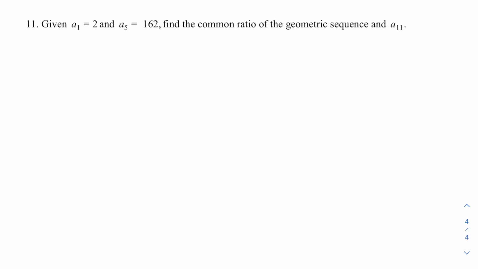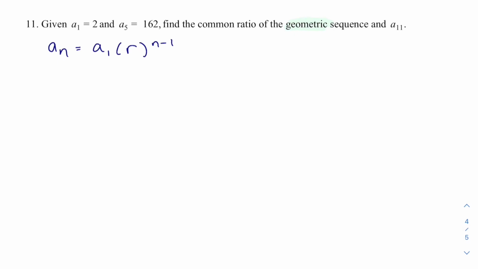This problem says, given A1 is 2 and A5 is 162, find the common ratio for the geometric sequence and A11. Looking at this one, I'm told it's geometric. I have to be told that. I don't have enough information to determine that on my own. So that means we are using this formula.